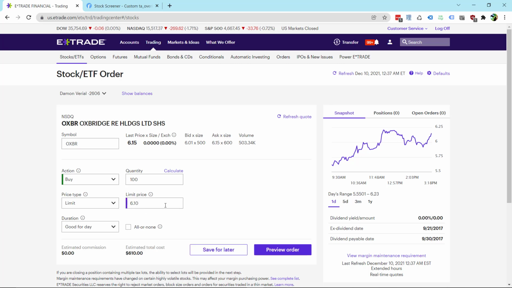I imagine you put in 6.10 right here. You're going to get filled because it's closer to the ask than the bid. And that's way better than the market price. You'd be saving 5 pennies for every 1 share.